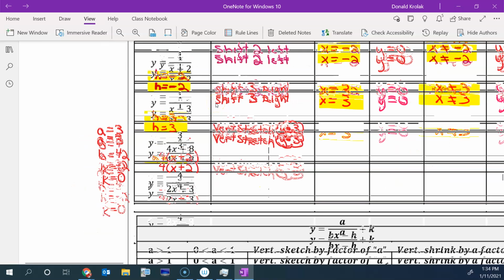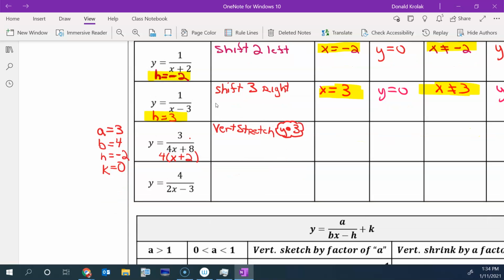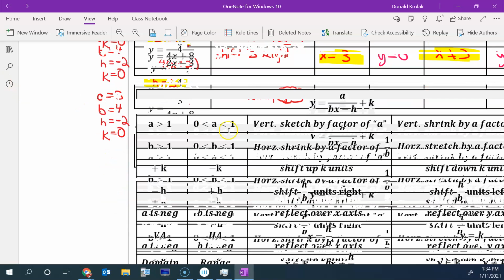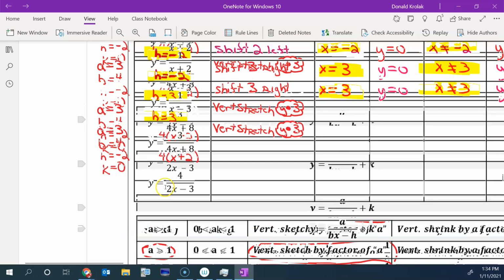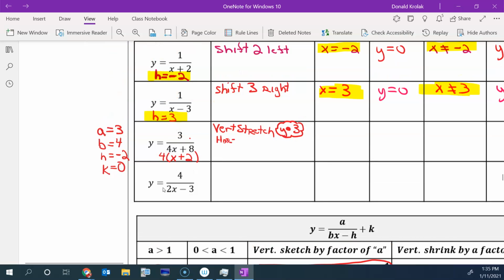All right, then what this 4 does, that's the b value. So when b is greater than 1, because it's bizarro world, it's actually going to horizontally shrink your x-coordinates. So I'm going to take the x-coordinates and multiply them by 1/4. So that's going to be a horizontal shrink. The way I'm going to achieve that is I'm going to take the x-coordinate and multiply it by 1/4.